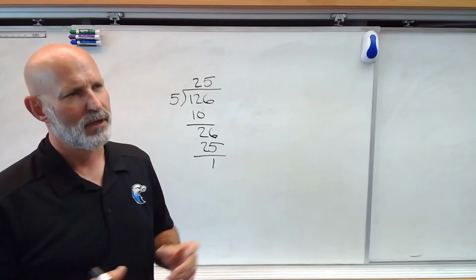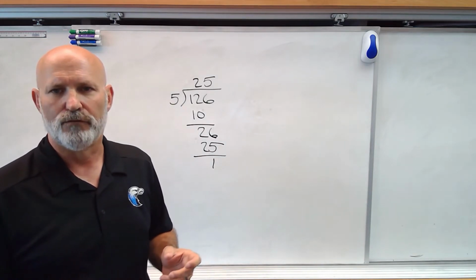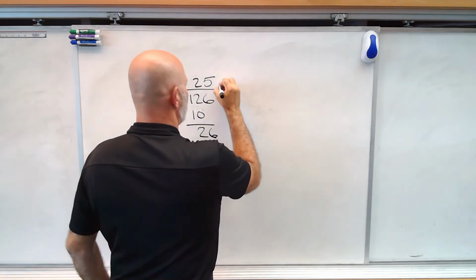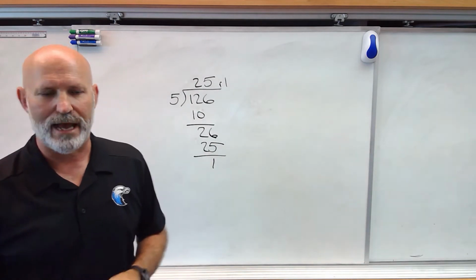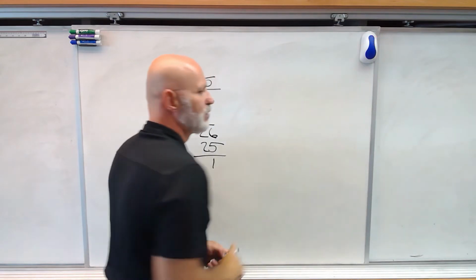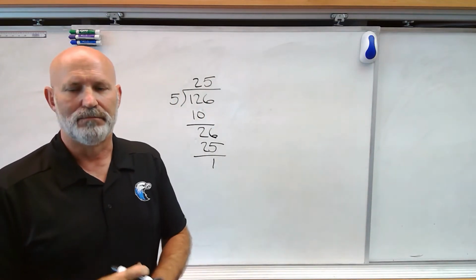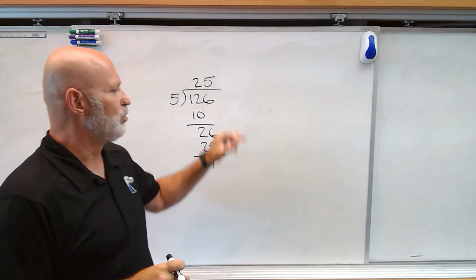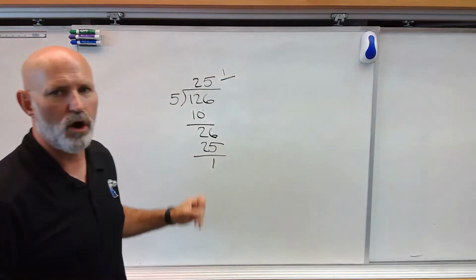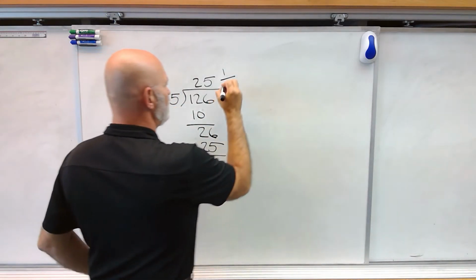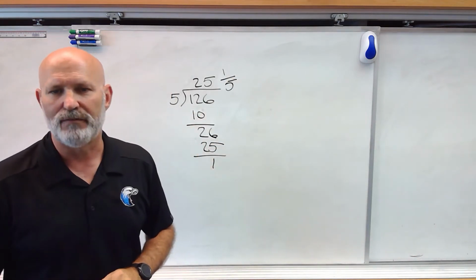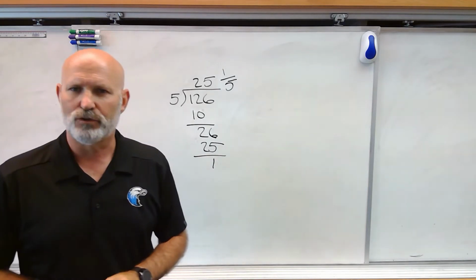Now, when you're in elementary, let's say 3rd, 4th, and 5th grades, and you're doing math, oftentimes they'll say, well, I've got a remainder of 1. We don't do that. When we get to 6th grade, we turn that into a fraction. And we'll get into some of those fractions a little bit later, but we take our remainder, which is a 1, and put it over our divisor, which is a 5. So my 5 goes into 126, 25 and 1/5 times. Okay, so let's try another one.